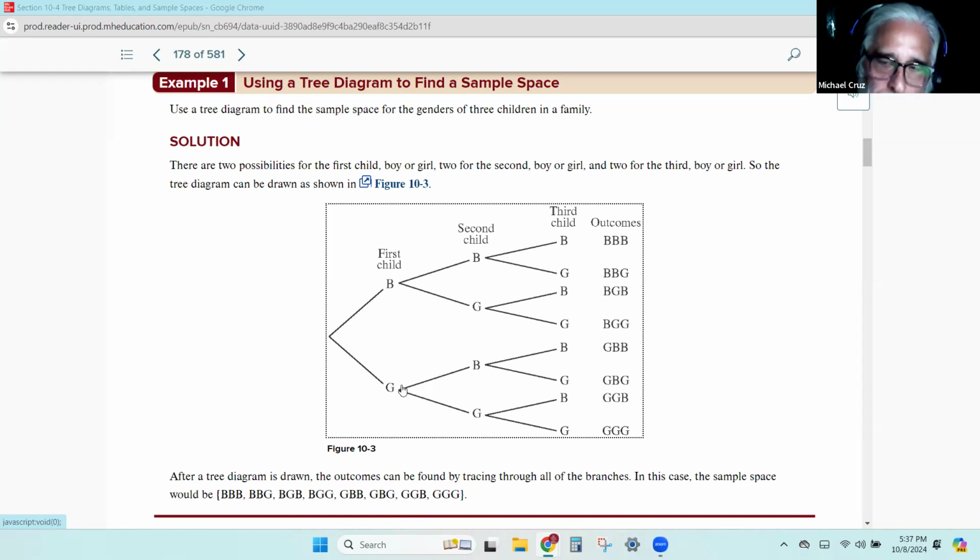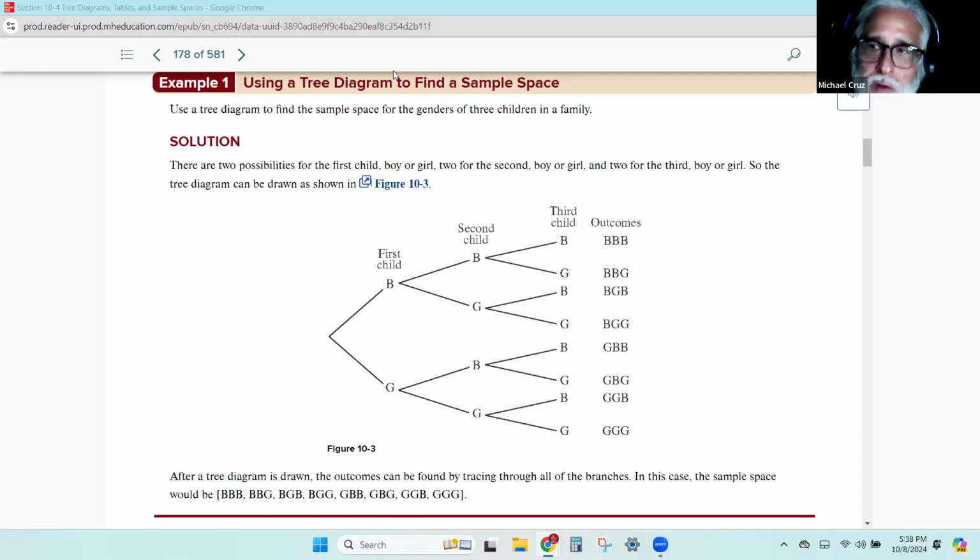So, boy, girl. Then on the second child, if the first one was a boy, we still have the boy, girl choice for the second child. Same thing. If the first child was a girl, then you're going to still have that same choice, boy or girl. And then for the third child, each one of those 4 has the choice of boy, girl, boy, girl, boy, girl. All right. And you can kind of see here how this works. So you got 2 choices. You got 2 choices. And then you got 2 choices.